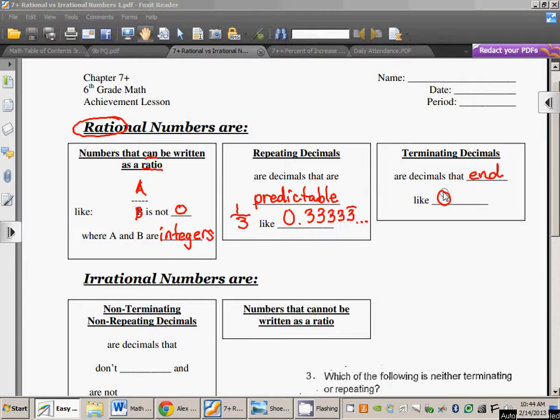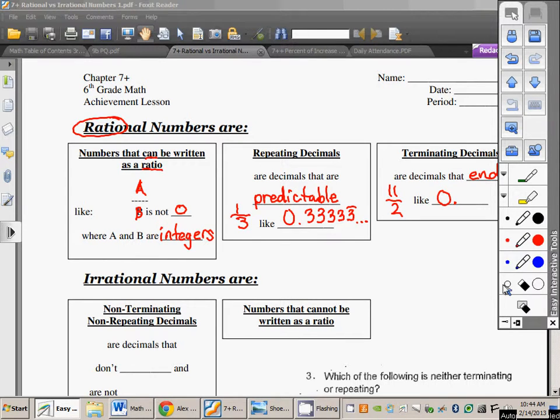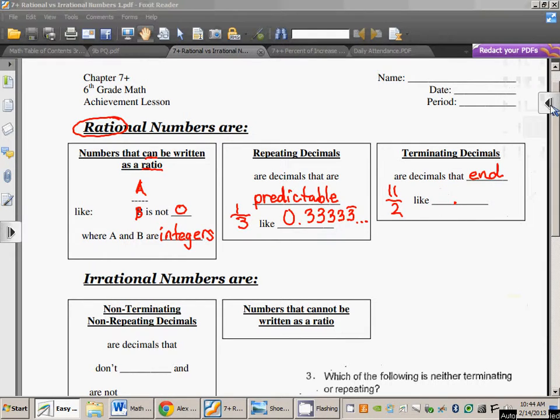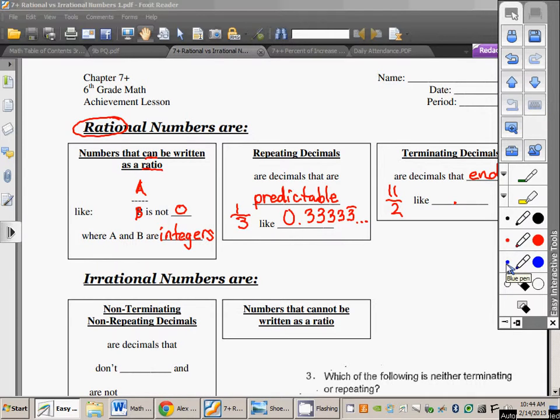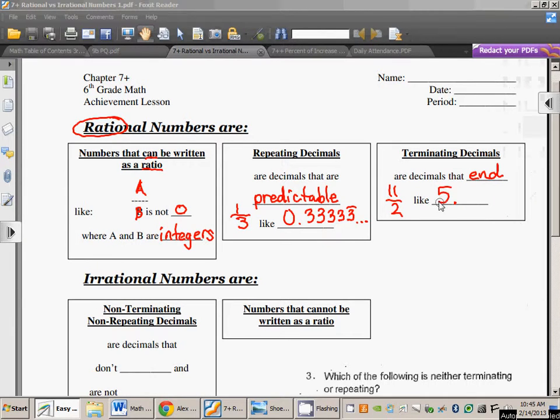11 divided by 2. Yeah, you know what? 11 divided by 2 is actually not 0, but let me erase that. It's 5.5. Is 5.5 a decimal? Yes. And does it end? Yes, it does. It comes to an end. It stops. That means it's terminating.